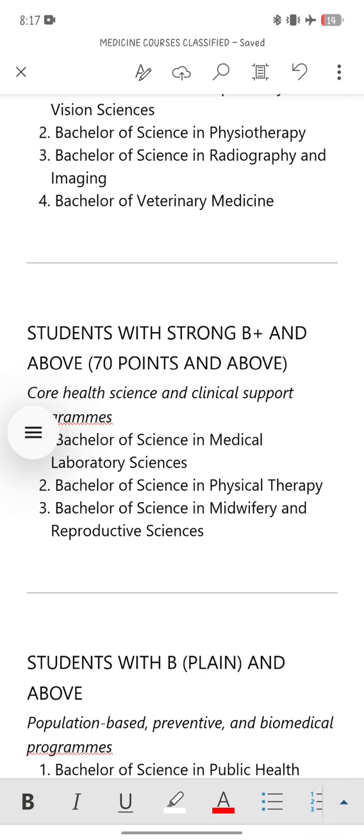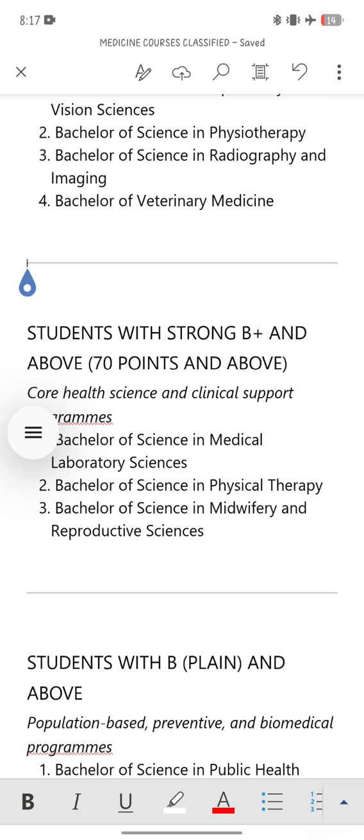So I strongly affirm that students with strong B plus and above, that is 70 points and above, can do Bachelor of Science in Medical Laboratory Sciences, Bachelor of Science in Physical Therapy, Bachelor of Science in Midwifery and Reproductive Sciences. I know most of you will not accept this reality, but this is what happens. And you cannot evade it, you cannot go away from this fact.